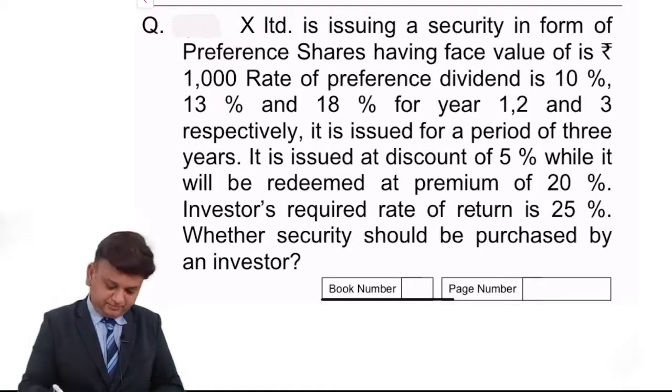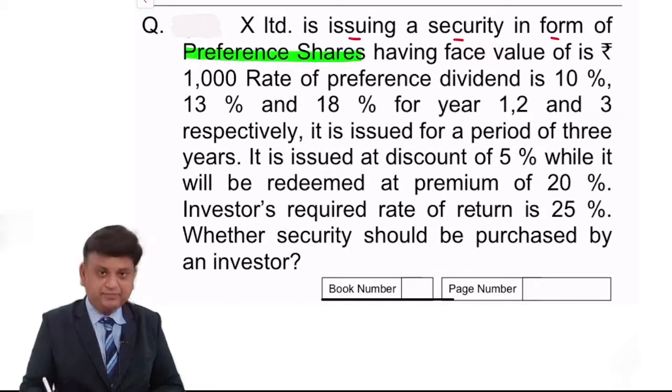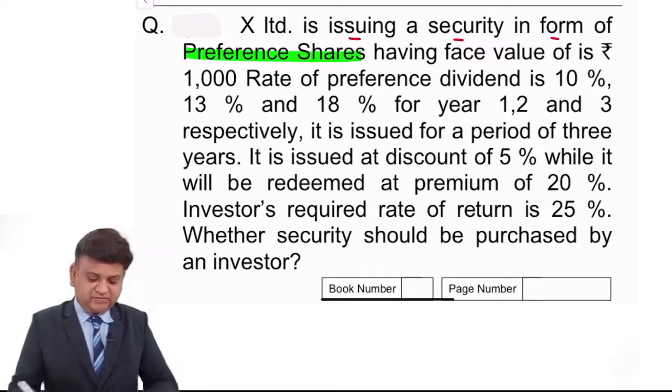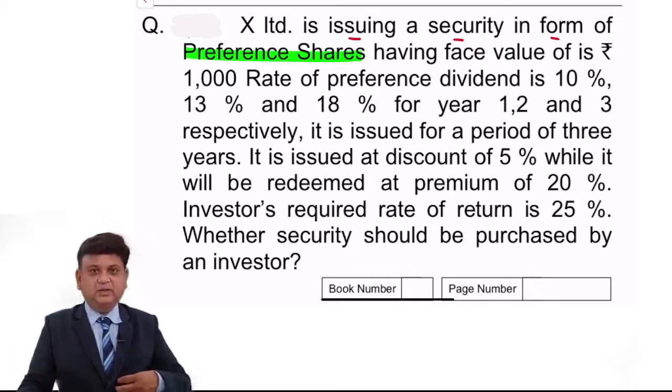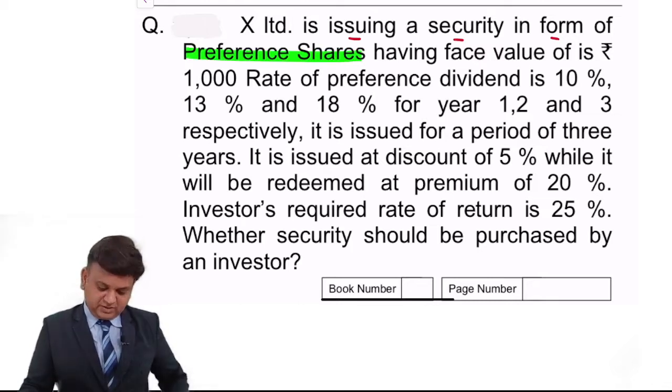Next question. X Limited is issuing a security in the form of preference shares. Information is given to us about a security that is called preferential, and a company is issuing a security in the form of preference shares having a face value of rupees 1000.